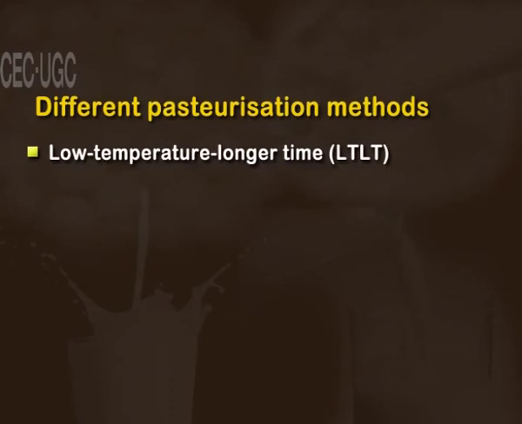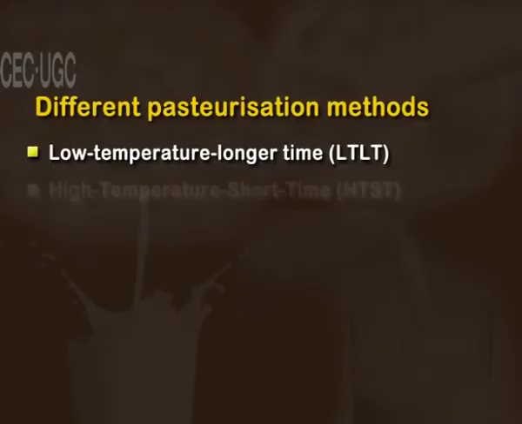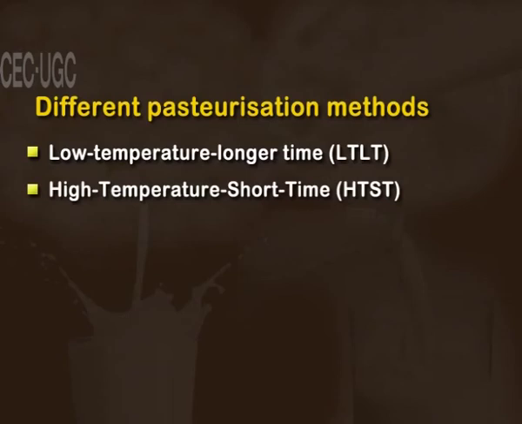Now, different pasteurization techniques are used. The first one is called the low temperature longer time process, where the milk is heated to a temperature of 65 degrees for 30 minutes, and it is also called the holding method or the batch method. Then we have the high temperature short time method, where the milk is heated to 72 degrees centigrade for 15 seconds only, followed by rapid cooling to 10 degrees centigrade. It is also called the continuous method or flash pasteurization.